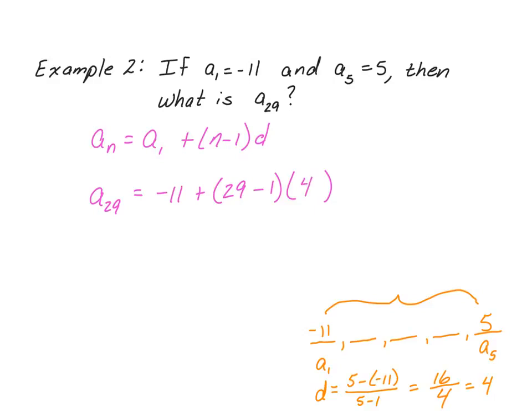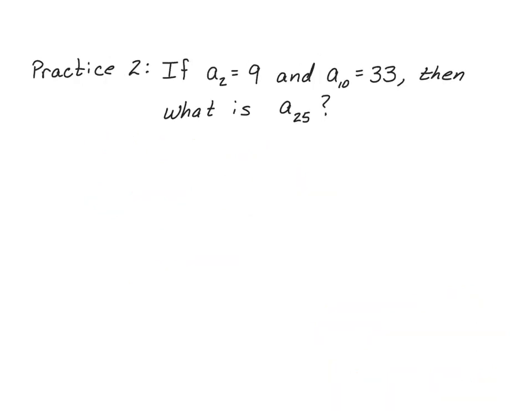That's what we put into our equation here, and then do the arithmetic to work this out. So this ends up being 28 times 4, which is 112, and then adding in, you get 101. All right, just like before, I want you to take a second to write this problem down, pause the video, and then work the problem, and then unpause the video and you can see the result afterwards.